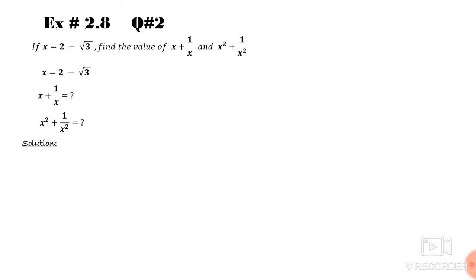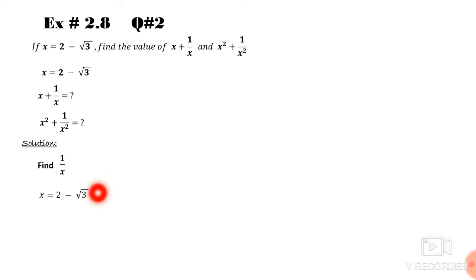Then comes the solution. We have to find the value of x plus 1 upon x and x square plus 1 upon x square. Value of x is given to us. It means we will first find the value of 1 upon x and then add both of them. Our first step is to find the value of 1 upon x.